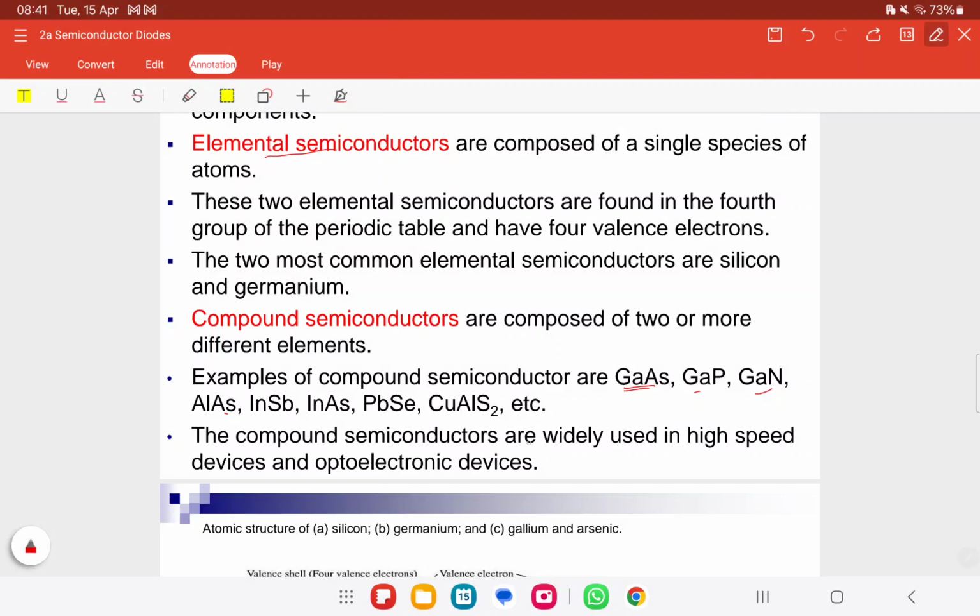Okay, for the compound semiconductors are widely used in high-speed devices and optoelectronic devices. But then, in terms of the cost, it is lagi expensive lah as compared to the silicon. Okay.